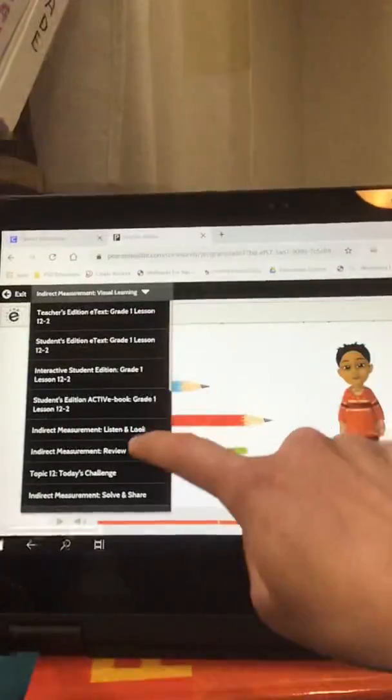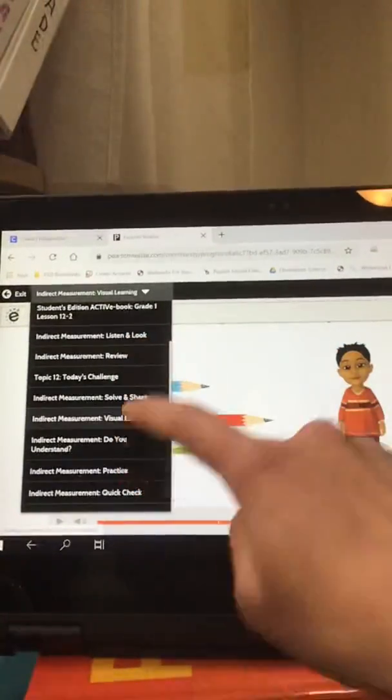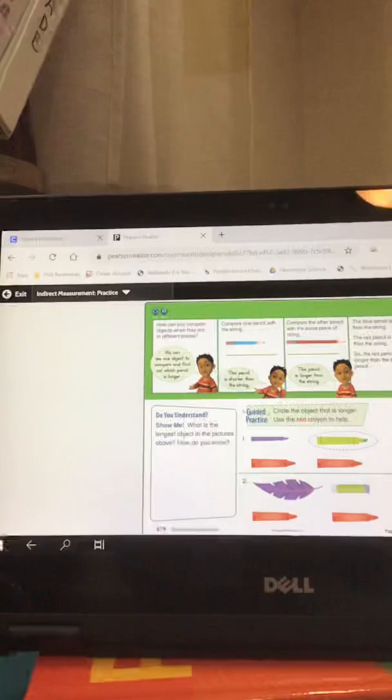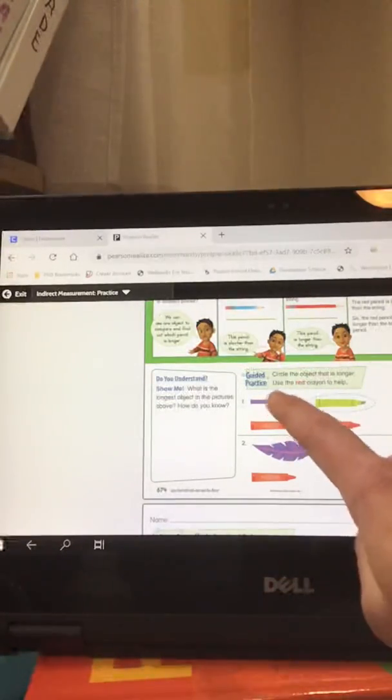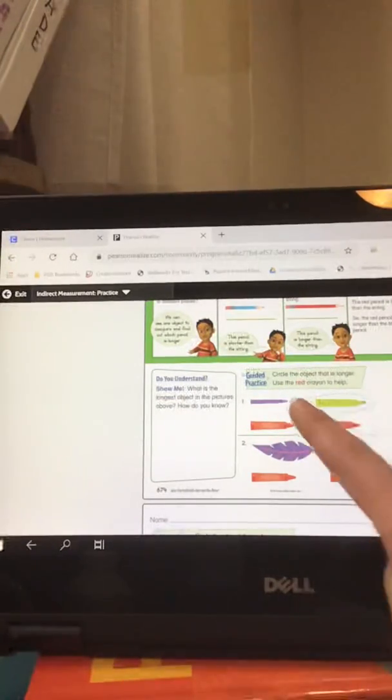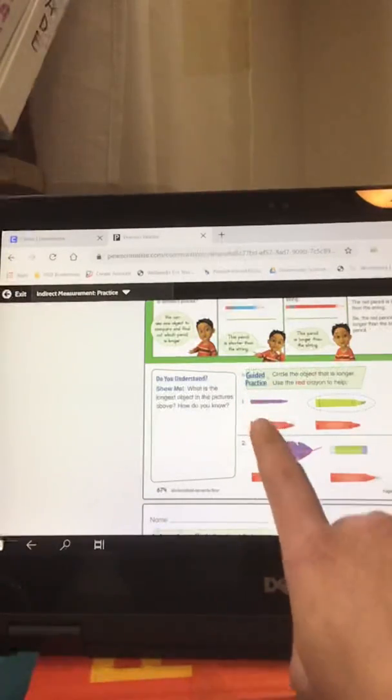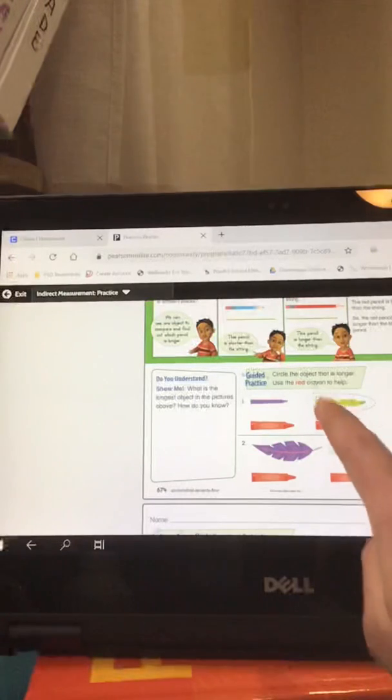Okay, nice work, guys. We're going to go into our practice page. And if we look, we're going to circle the object that is longer. Use the red crayon to help. So we're using the red crayon as the object that we are comparing them against. So if I look at the purple marker and the green marker, and I line them up with the red crayon on each side, which one is longer than the red crayon?